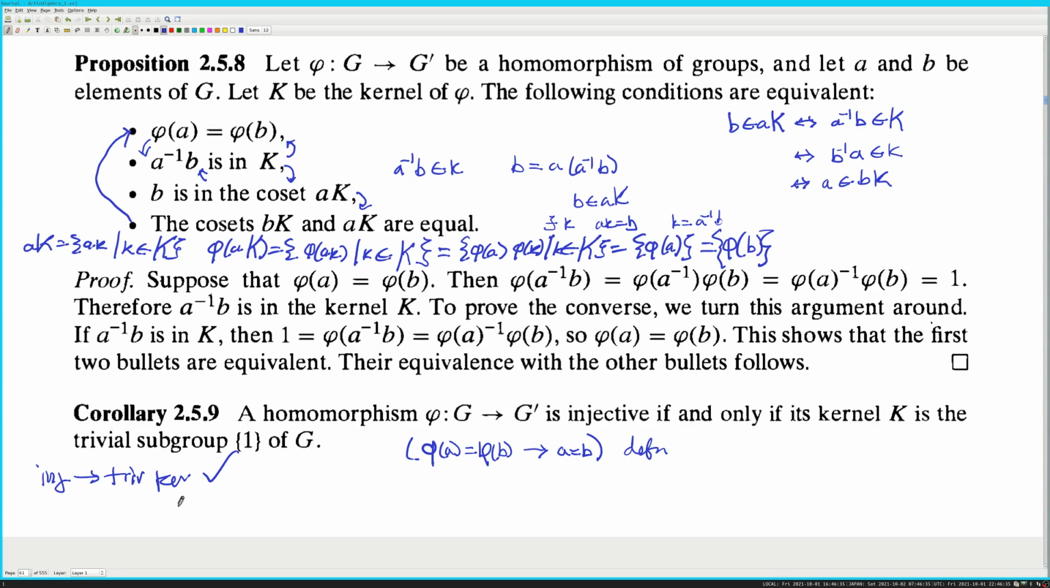That's easy, okay. But if the kernel is trivial, let's prove that it's injective. Suppose the kernel is equal to 1, and we know that phi of A equals phi of B, and our goal is to show that A is equal to B. By the logic we just did, A inverse B is in the kernel, and A inverse B is equal to 1. So then we can conclude that A is equal to B. Okay, so we're good.